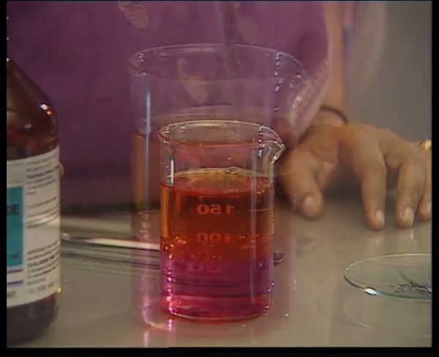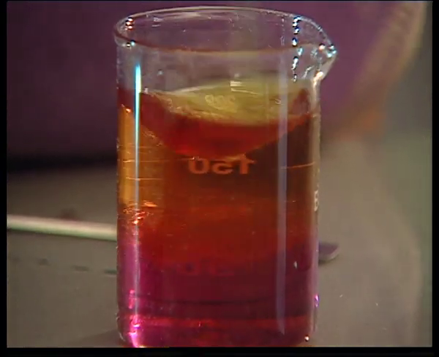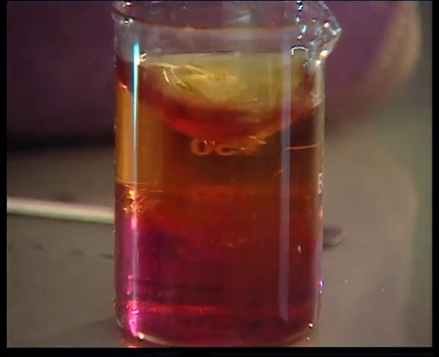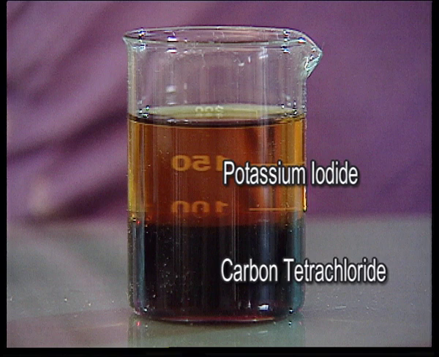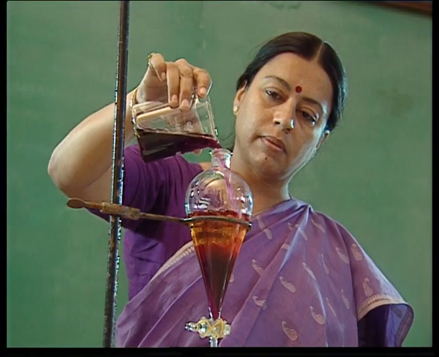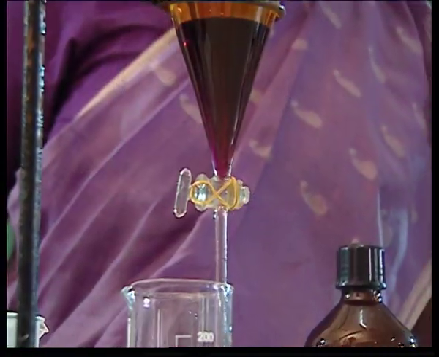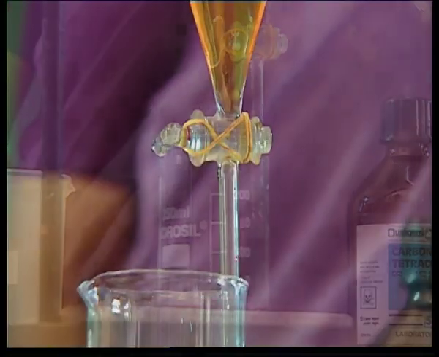Observe that carbon tetrachloride does not mix with water. Also observe that iodine dissolves in carbon tetrachloride. The solubility of iodine in carbon tetrachloride is more than in potassium iodide. This helps us separate iodine from the solution. We use a separating funnel for the purpose.